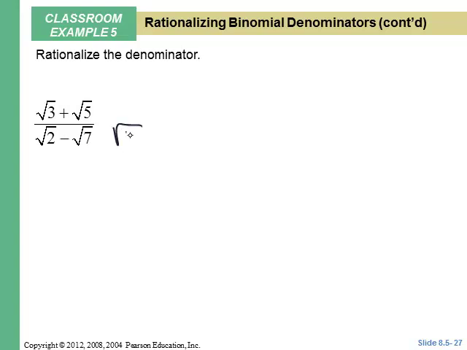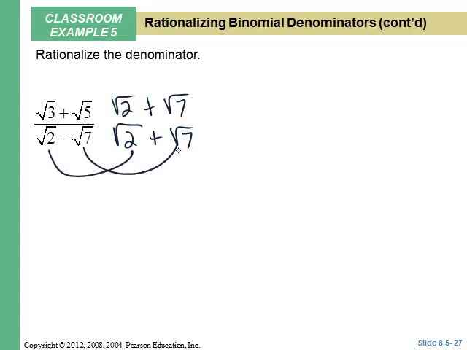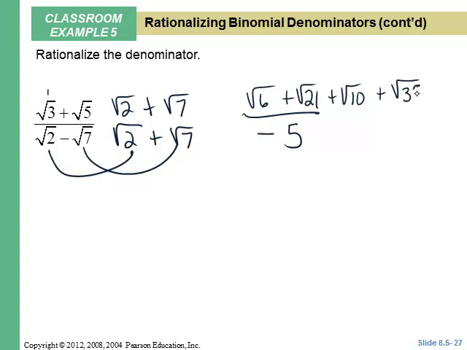Multiply top and bottom by the root of 2 plus the root of 7. Now by now you should be able to see that these two are related by being squared and then square rooting. So 2 minus 7 is negative 5. The denominator is actually the easier part when you rationalize the denominator, because the numerator you're going to have to FOIL. Firsts is the square root of 6. Outsides is the square root of 21. Insides is the square root of 10. Lasts is the square root of 35.